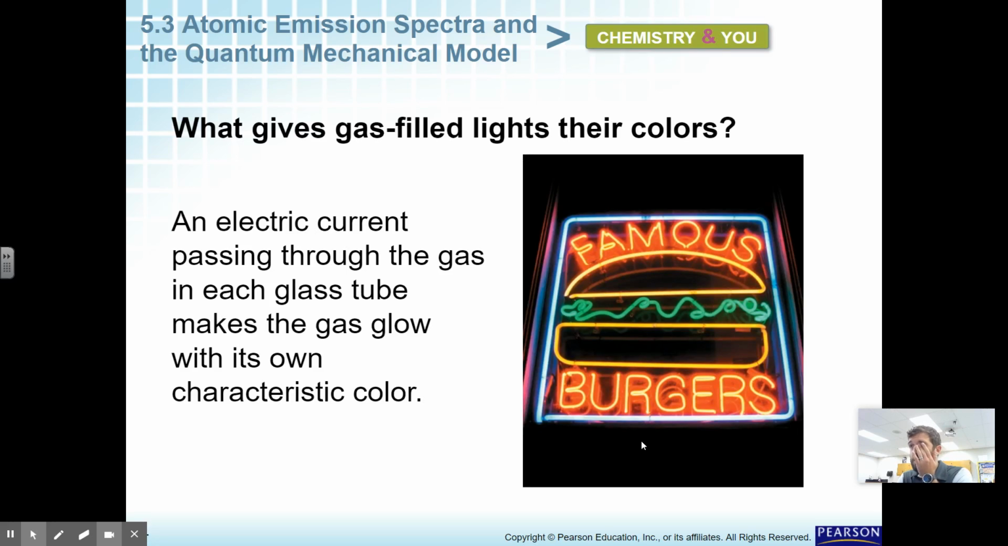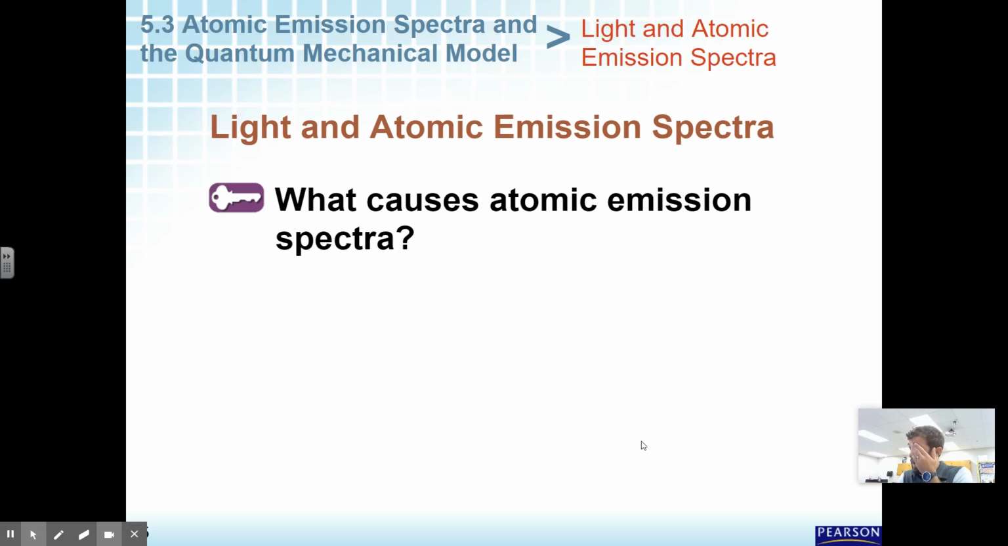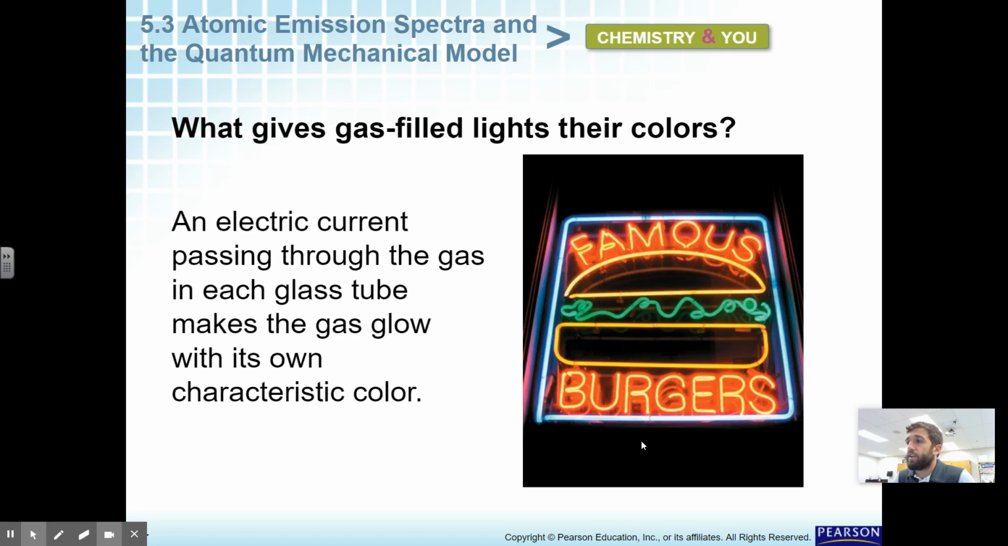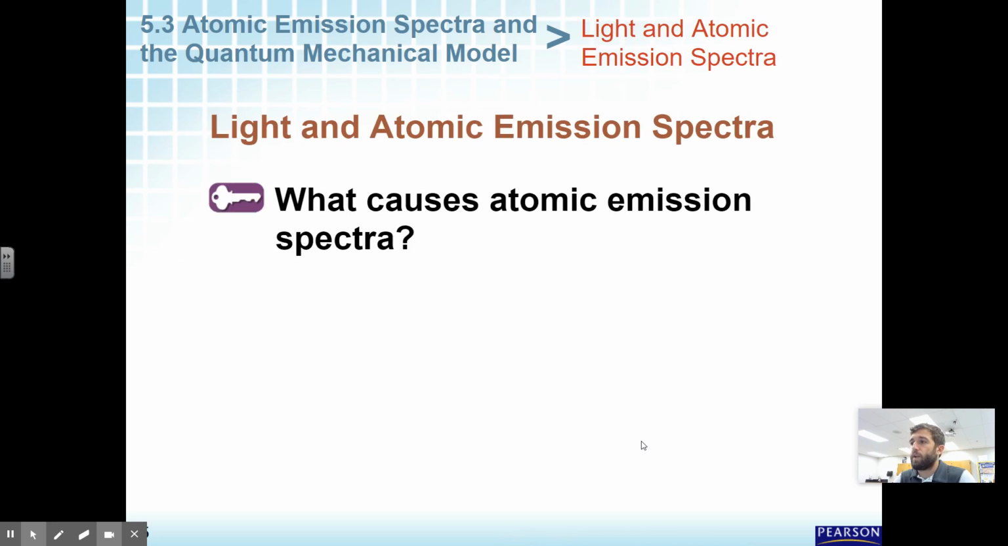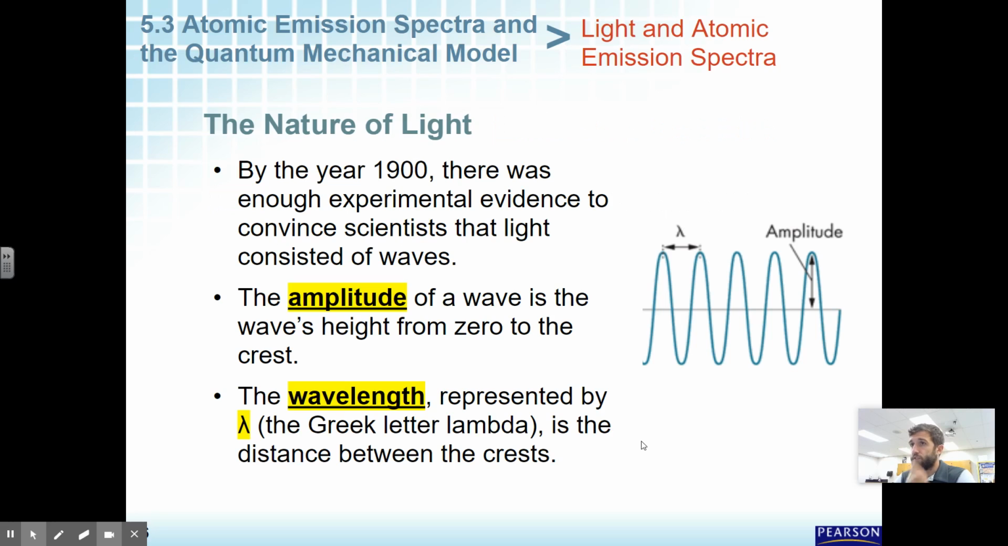Okay, so we need to understand what atomic emission spectra is. And if you go back here, it's the light that you see, no matter if it's visible light or if it's another form of light. And we have more than just the visible light that you see. And we will talk about that in just a moment.